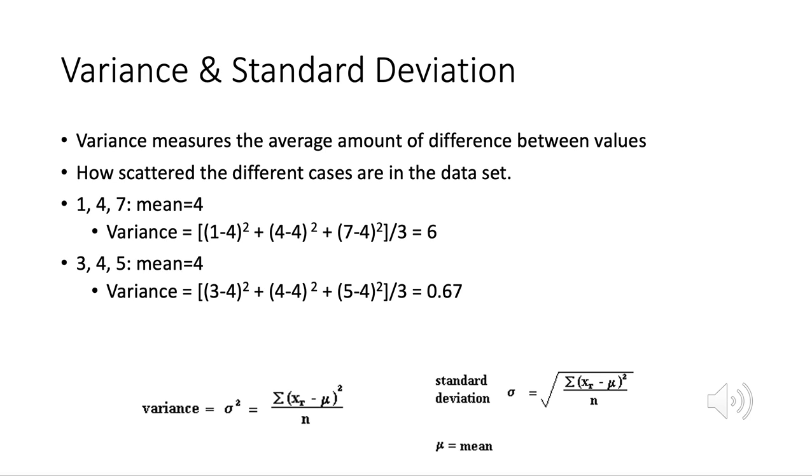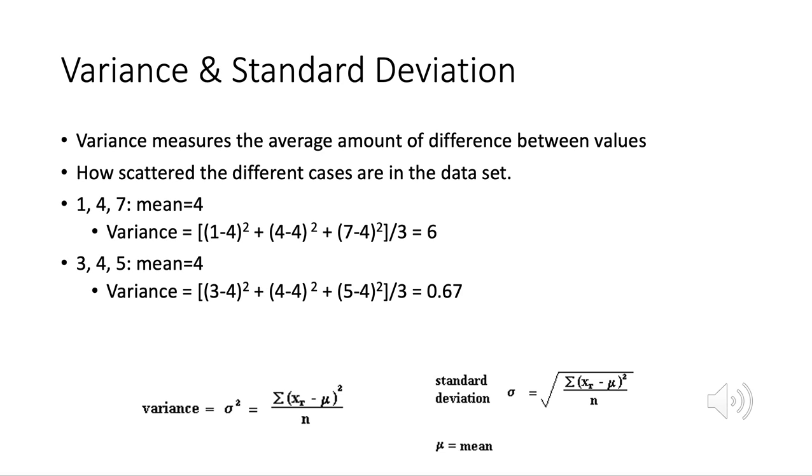Variance measures the average amount of difference between values. It illustrates how scattered the different cases are in the dataset. Standard deviation is also a measure of how spread out the numbers are in the dataset. Mathematically, standard deviation is the square root of the variance. Please take a look at the equations of the variance on the slide.